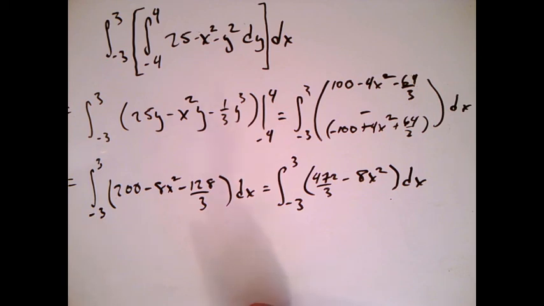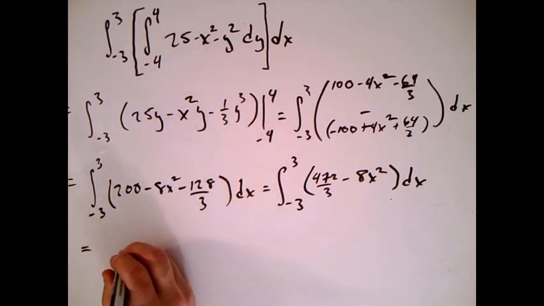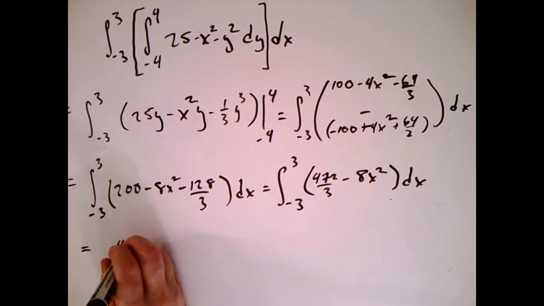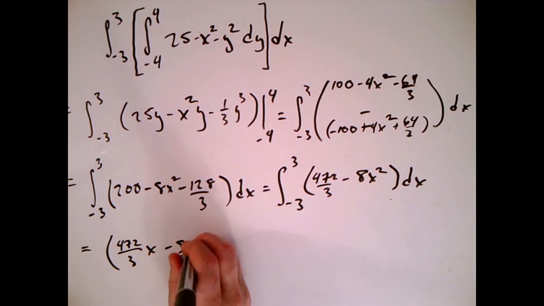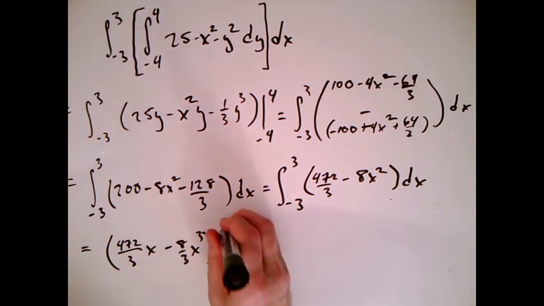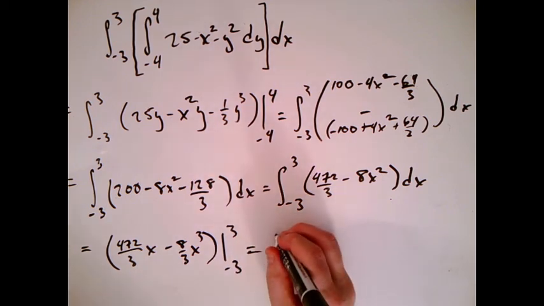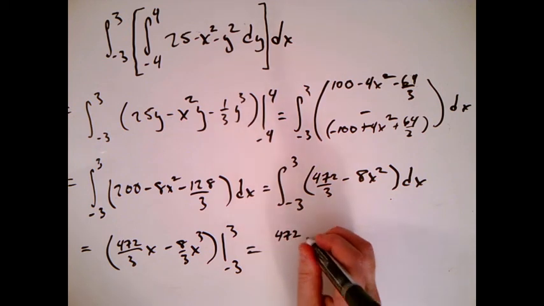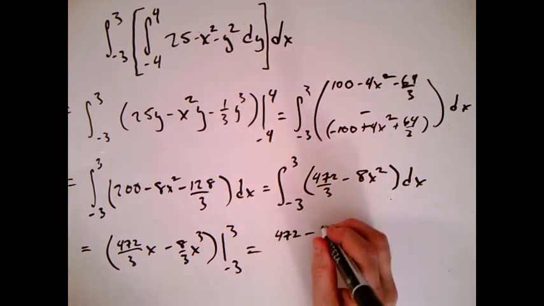And now I'm just going to take the antiderivative. This is now completely a Calc 1 looking integral. Antiderivative of 472 thirds is 472 thirds x. Antiderivative of minus 8x squared is minus 8 thirds x cubed. And I'm going from minus 3 to 3, like that. And so when I plug in 3, I get 472 minus 8 times 24. I think that's 192.